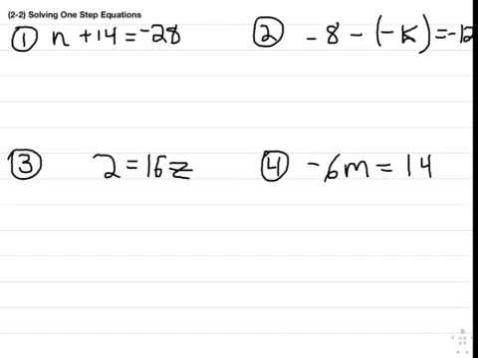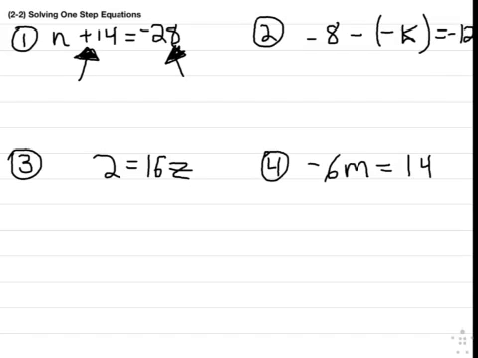Alright, 2-2 is solving one-step equations. Hopefully this will be kind of review for you guys. The key thing here is there's a couple little things. The most important thing you do when you're solving equations is definitely remember that whatever you do to one side, when you apply something to one side of the equation, you must apply the same thing to the other side.